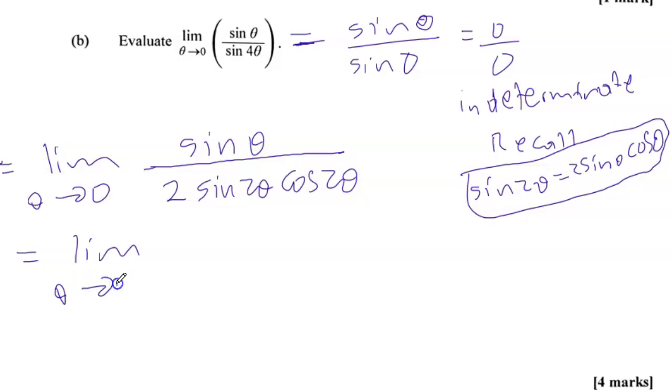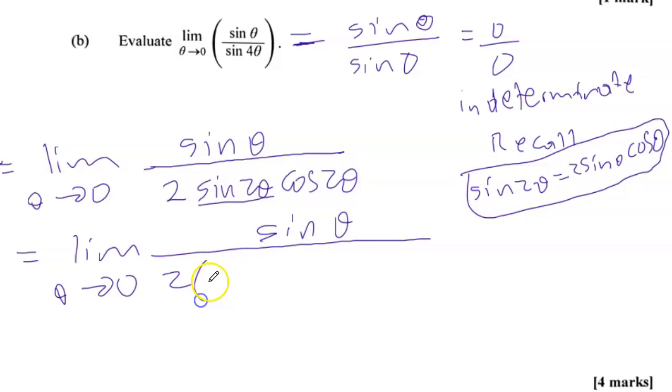Theta approaches 0. The numerator is still sine theta. Now sine 2 theta again. We can rewrite sine 2 theta as 2 sine theta cos theta. So sine 2 theta is the same thing as, just bracket it to separate it, 2 sine theta cos theta. And outside here we have cos 2 theta.